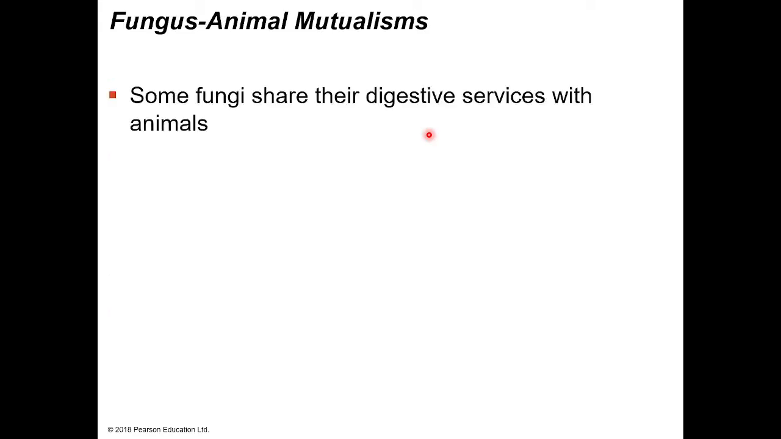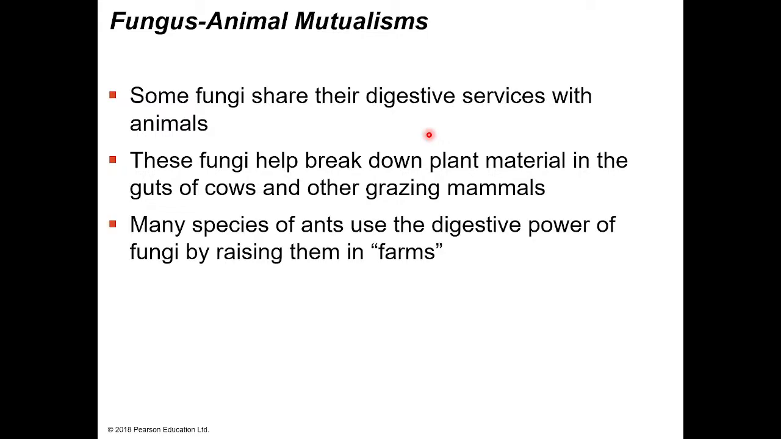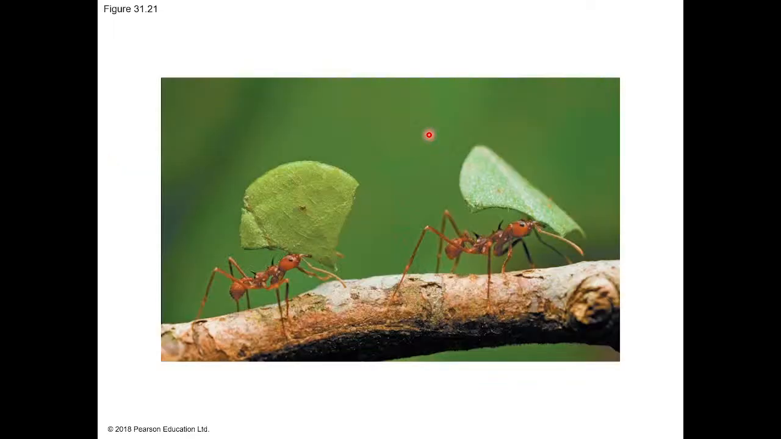Fungus-animal mutualism. Some fungi share their digestive services with animals. These fungi help break down plant material in the guts of cows and other grazing mammals. Many species of ants use the digestive power of fungi by raising them in farms.